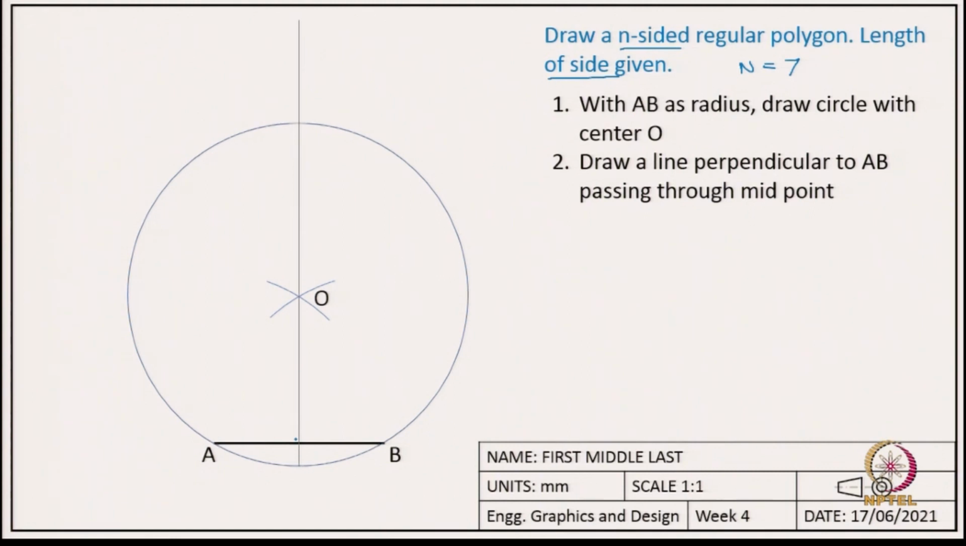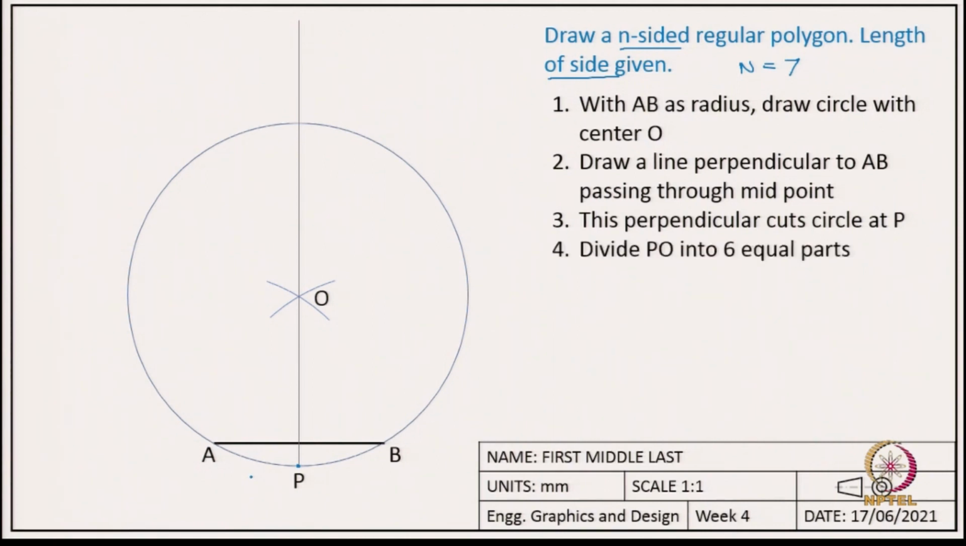So, let us say this is that line which passes through the midpoint of AB. This line intersects the circle at point P, let us name it as P. Now, what we do is we divide this line PO into 6 equal parts. How do we divide a line into 6 equal parts? That is exactly what we discussed in the previous slide.